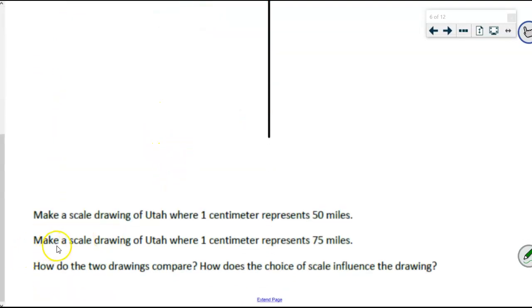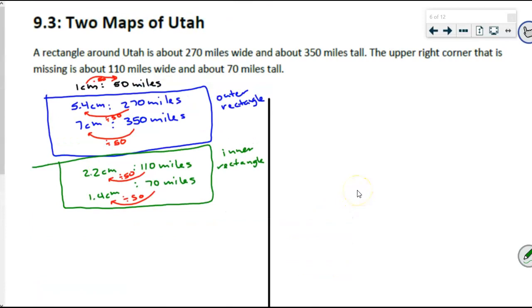But now, make a scale drawing of Utah where 1 centimeter represents 75 miles this time. I know a lot of students in class have been working ahead. That's okay. You've been waiting for me to get caught up to you. But in this new one, 1 centimeter is 75 miles. So I'm not going to pause the recording. I want you guys to just guide me through this right now.